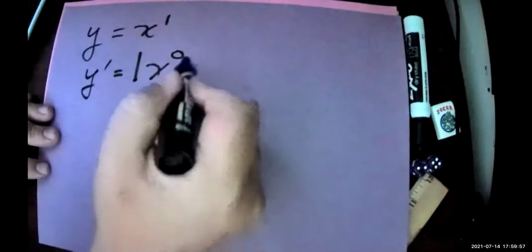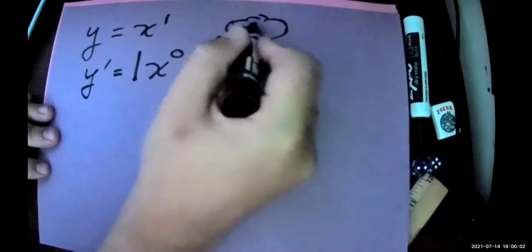X to the 1. Okay, so let's bring the 1 down. And if I'm writing the derivative, I don't write y equals, I write y prime equals, because that's not y, it's y prime now. Bring the 1 down to the front, write the variable, and now what is 1 minus 1? It's 0.